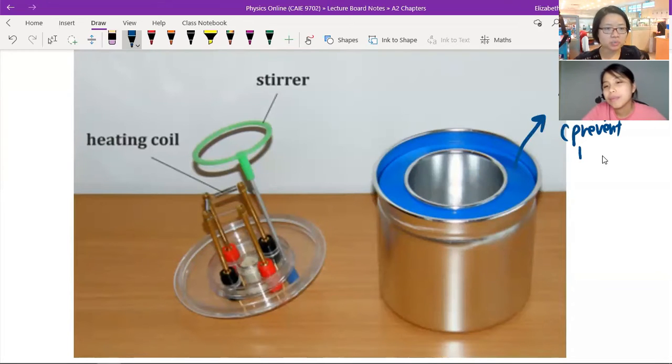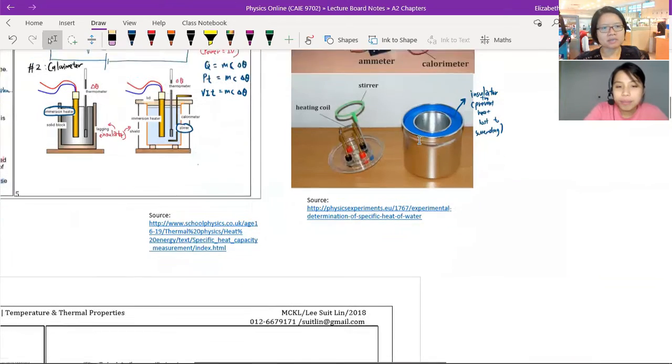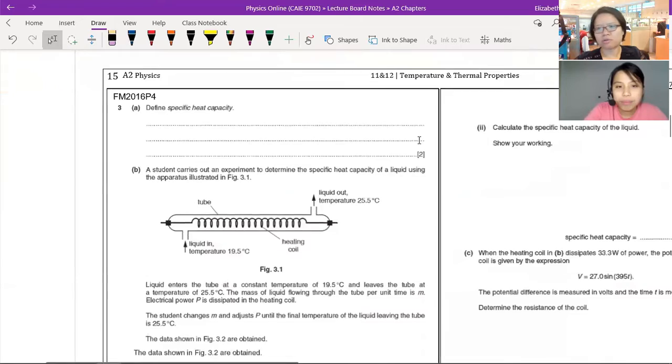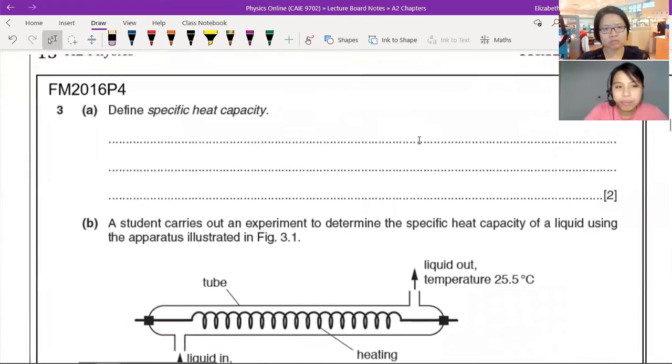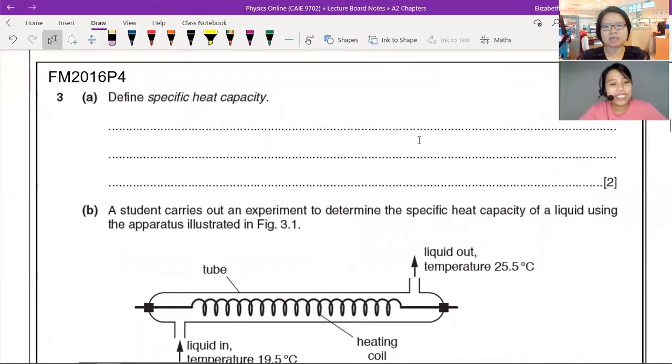So here we have some links if you want to go and click and see how the experiment is being done. But I think now we can jump to an example already. So we'll look at an example from page 15 of your handout, Feb March 2016. First things first, 2 marks bonus for you. Define specific heat capacity. Yes, amount of heat required.